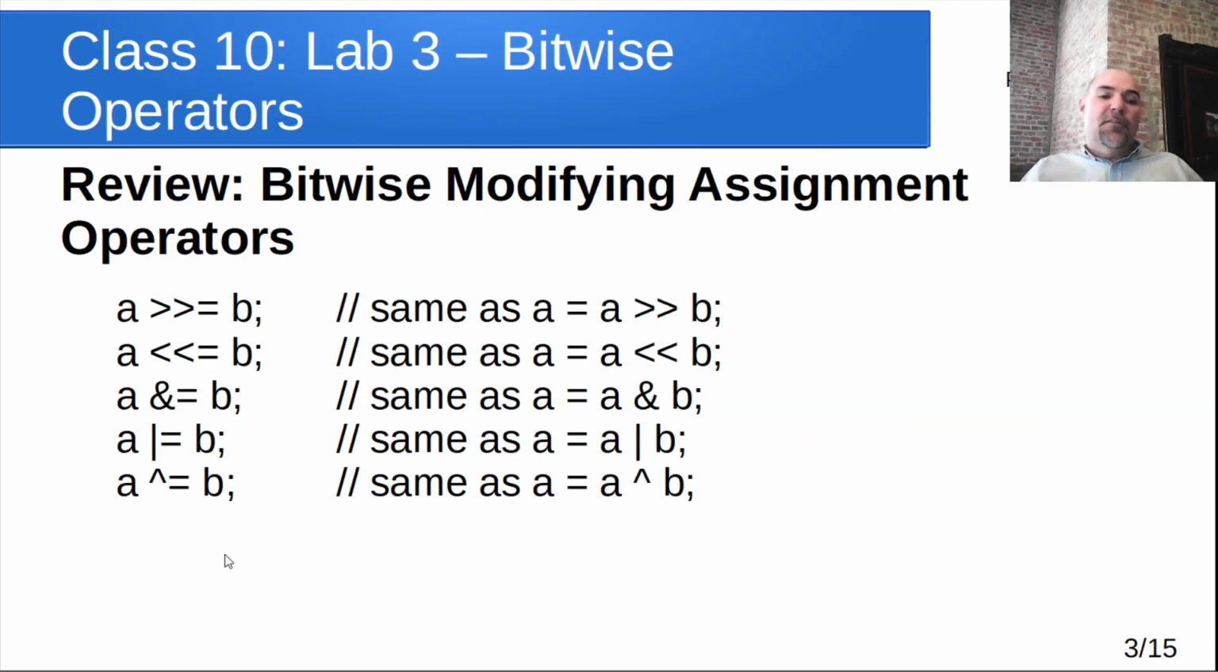Now, continuing the review from last time, we also had the modifying assignment versions of those, which basically are the same thing as saying A equals A shifted right by B. But if we do them this way, we can do all of that in one line and say A shifted right equal B. That actually does change the value of A. It takes it, shifts it by this many positions, and then puts it back into A. And the same thing for the other ones.